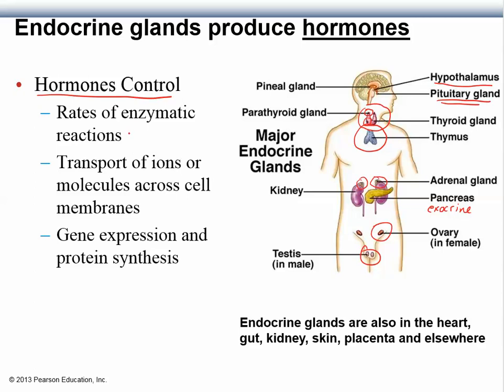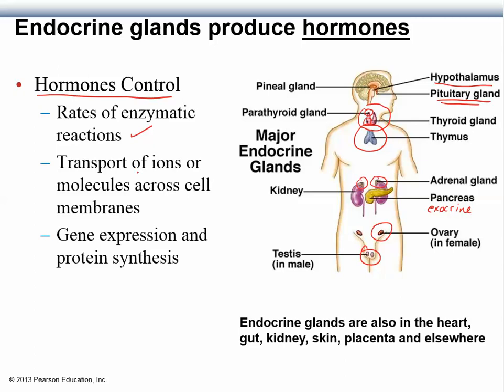But they can control the rates of enzymatic reactions. Well, what does that mean? Well, it means a lot of different things because enzymatic reactions are the functions of your cells. So when we think about people with hyperthyroidism or something like that, that might mean that their glycolysis is taking place faster, the Krebs cycle, those types of metabolic processes are actually taking place faster.